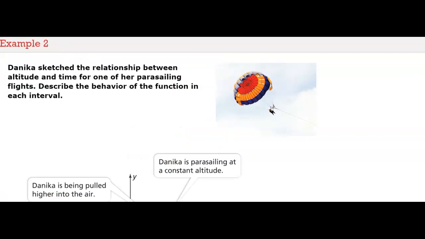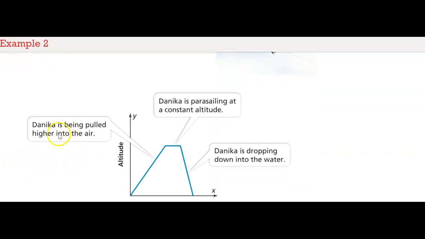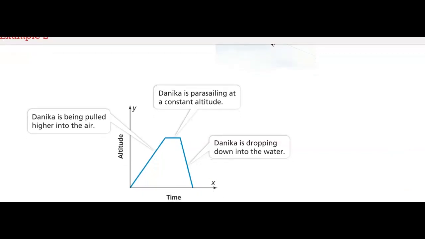Danica sketched the relationship between altitude and time for one of her parasailing flights. Describe the behavior of the function in each interval. So here is the graph, and Danica is being pulled higher into the air. Altitude is the height. So she's going up, and then it says Danica is parasailing at a constant altitude. So for this interval, she's at that same height or altitude, and then Danica is dropping down into the water. So now she's dropping, coming down, and then the x-axis would be her hitting the water.